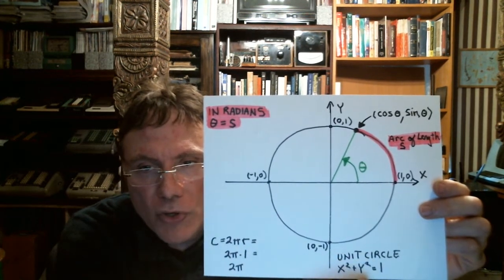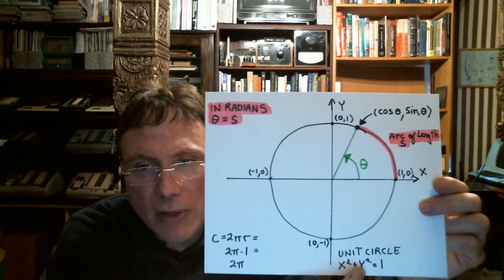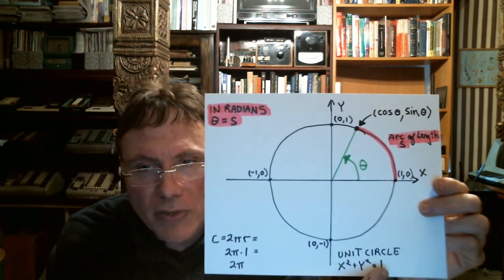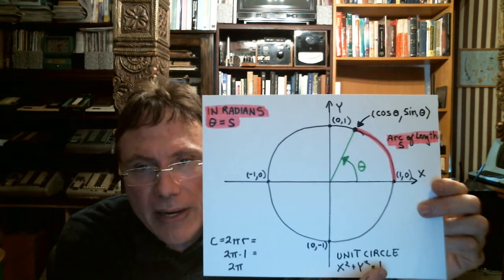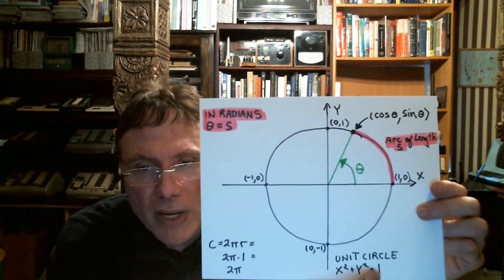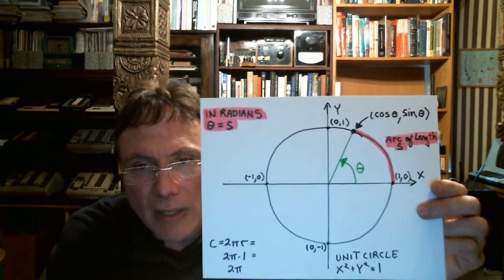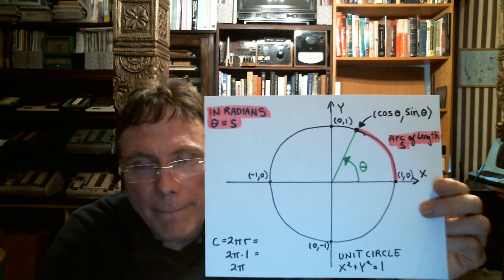You should know that the equation for a circle is x squared plus y squared is equal to the radius of the circle squared. Because the radius of the circle in this case is 1, it's going to be equal to 1 squared, which is 1. So our equation is simply x squared plus y squared is equal to 1.